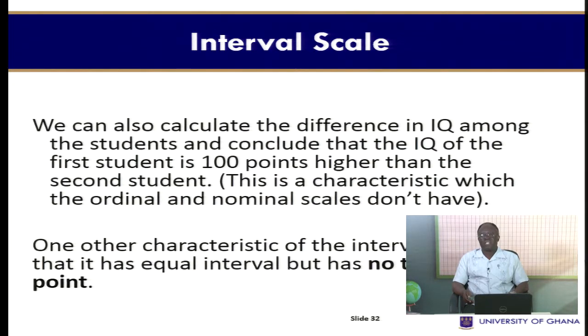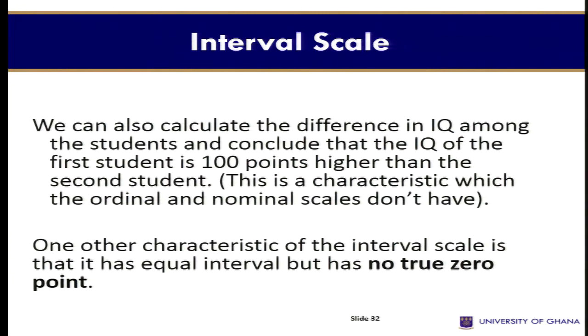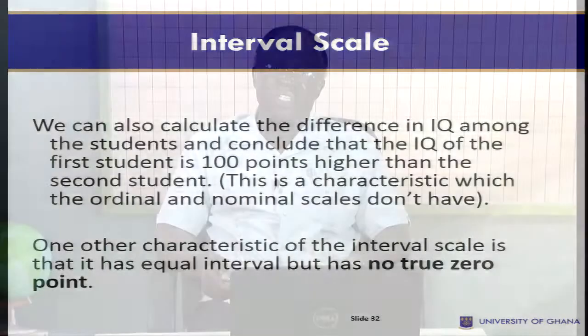We can also calculate the difference in IQ amongst the students and conclude that the IQ of the first student is 100 points higher than the second student. This is a characteristic which the ordinal and the nominal scales don't have. One other characteristic of the interval scale is that it has equal interval but has no true 0 point.